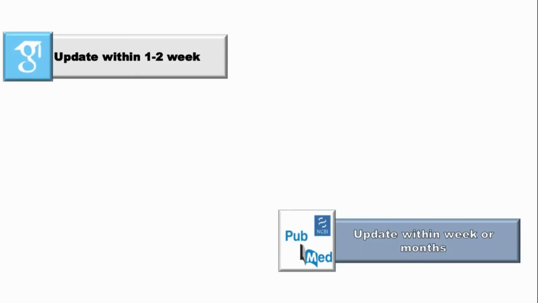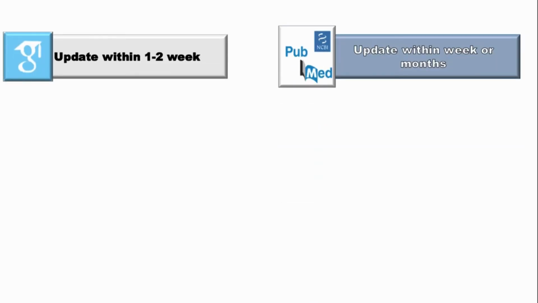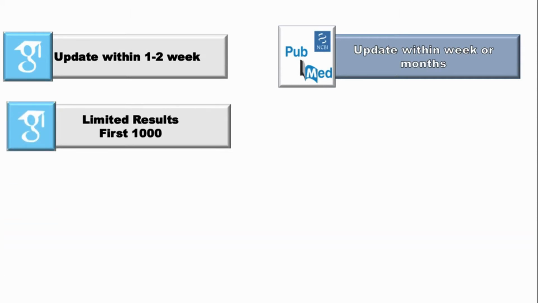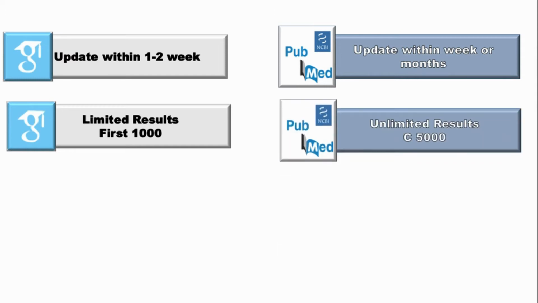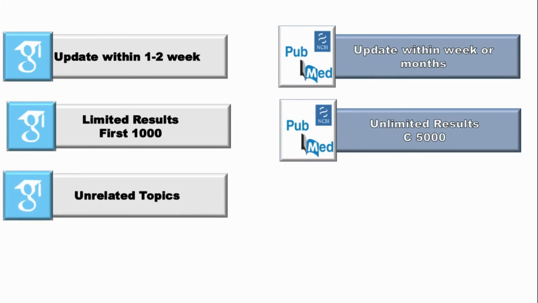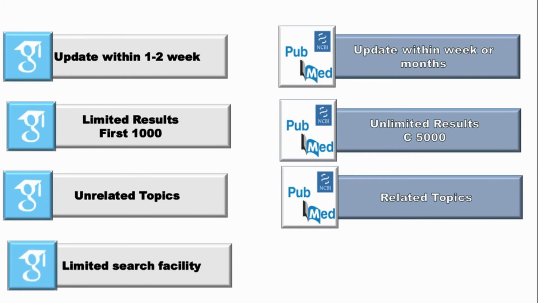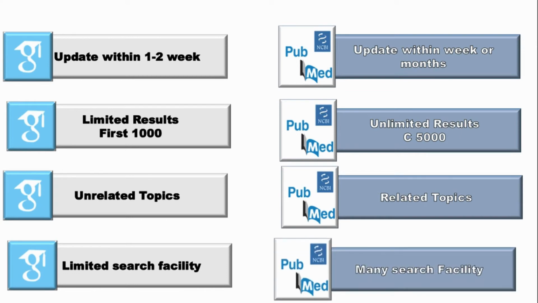First, the update in Google Scholar is within 1 to 2 weeks, meanwhile PubMed keeps update within months or weeks. Second, the searching results in Google Scholar is limited to the first 1,000, but in PubMed you can find that searching results could exceed 5,000. Third, most of the topics in Scholar are unrelated, meanwhile in PubMed the searching results are almost related to the topic. Fourth, in comparison to PubMed, there are limited search facility in Google Scholar.